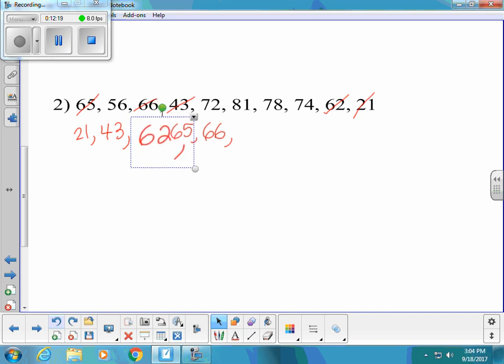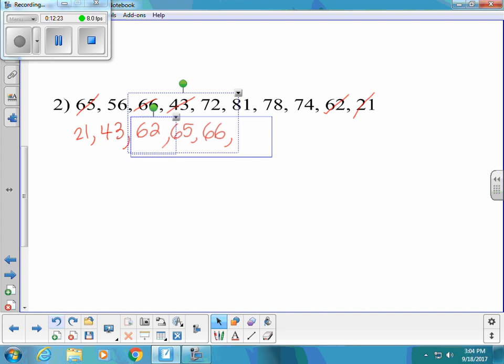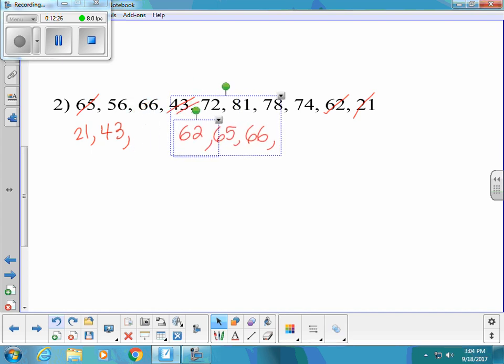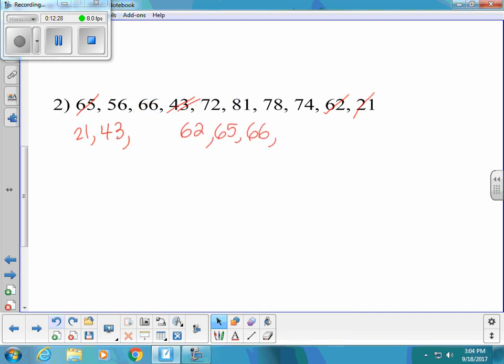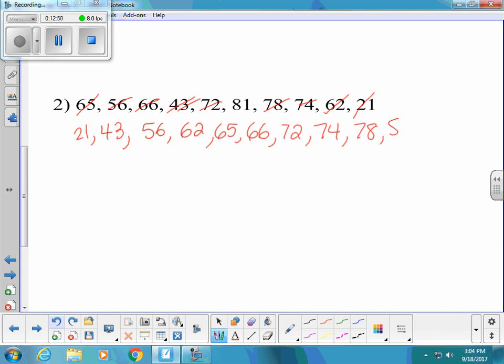All right, so I'm going to move these over and squeeze my 56 in here. Okay, keep going then. I have 72, 74. Really important, these numbers are in order. 78 and 81.